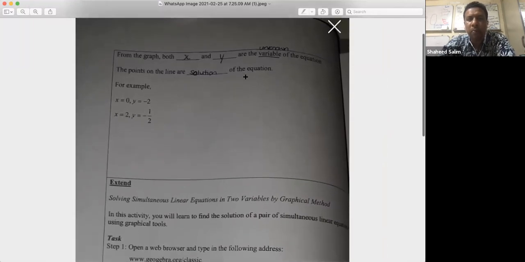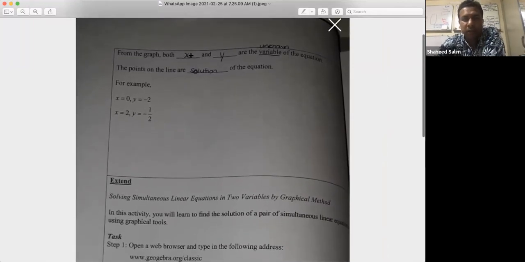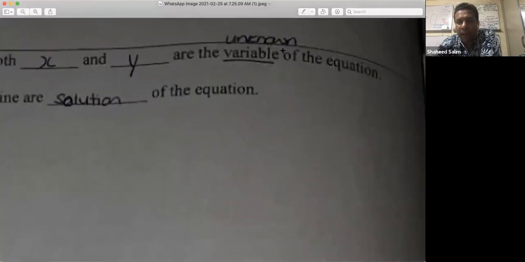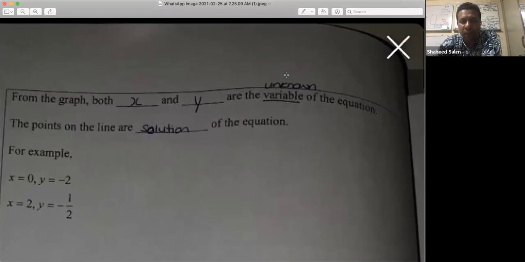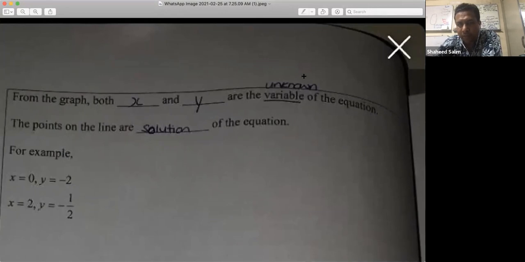So they say from the graph. So this is a continuation. Both x and y are the variables of the equation. Yeah, because that's what they mean by variables, they are the unknowns. Down here, they write unknown down here. Right, in the thing y equals half x plus whatever. So the unknowns are only x and y. So the points on the line are solutions of the equation. This is the correct answer.